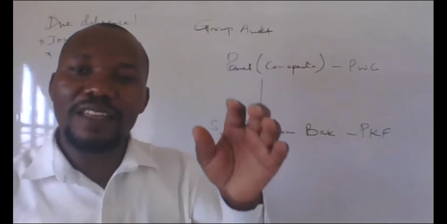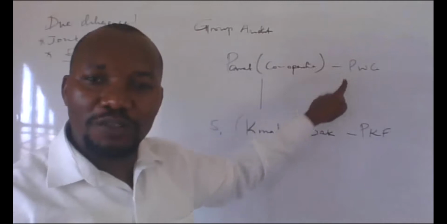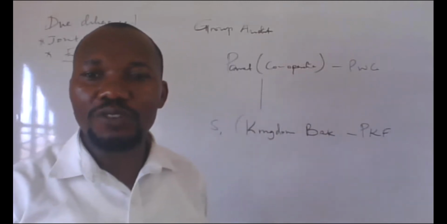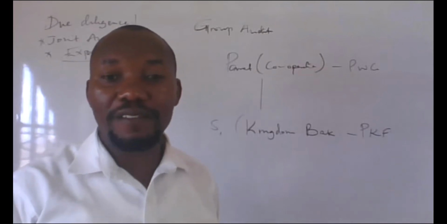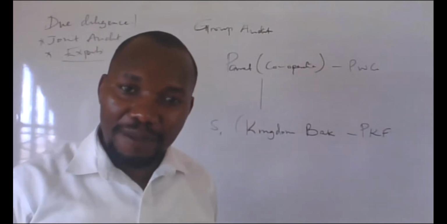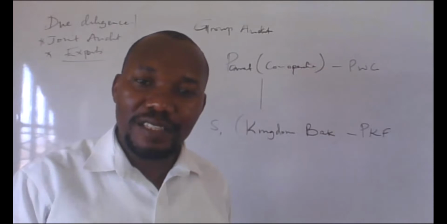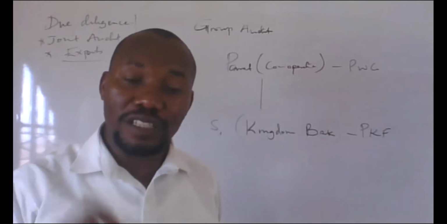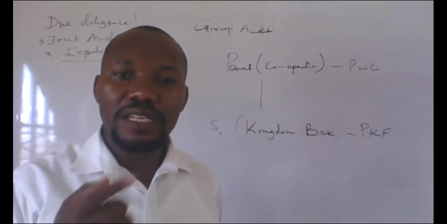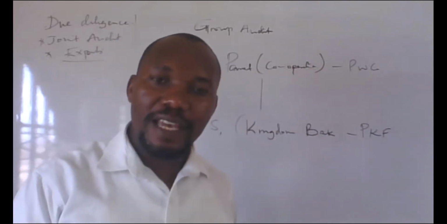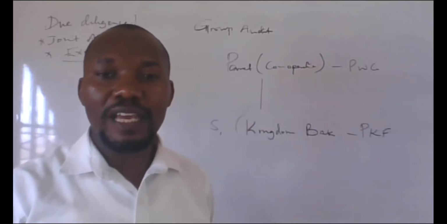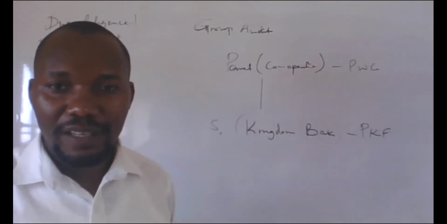Now, that is the same thing that the group auditor will want to check before accepting the work of PKF. They want to know what is the quality of the evidence that they have. At the same time, they want to look at the sufficiency of that evidence. Are they sufficient enough? It might be quality, but not sufficient. So they need to know the quality and quantity of the audit evidence.